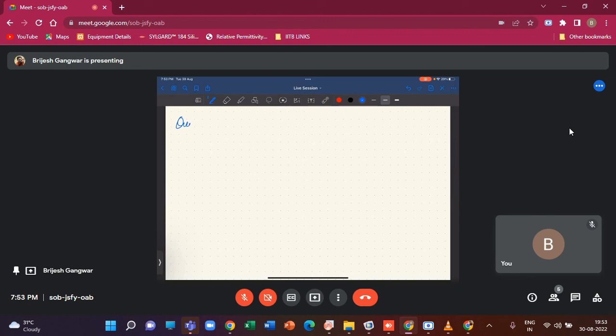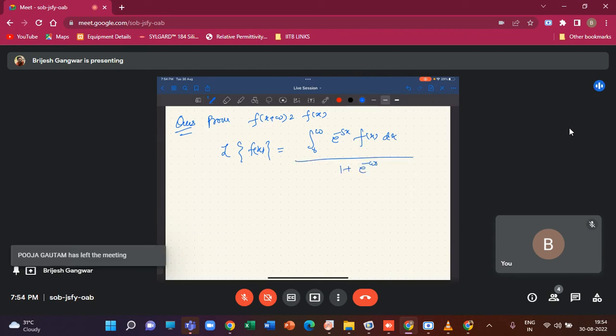The last question. Just prove that if f of x plus omega is equal to f of x, then Laplace of f is equal to integral 0 to omega of e to the power minus sx f of x dx upon 1 minus e to the power minus omega s. Can you prove this?